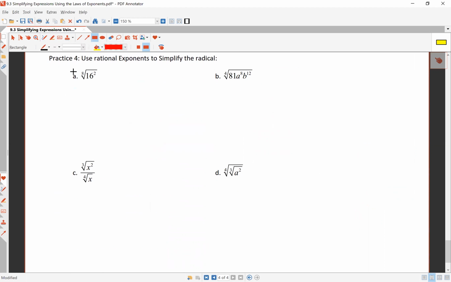The 8th root of 16 squared, we can rewrite this as 16 to the 2/8, which is 16 to the 1/4, and the 4th root of 16 is 2.